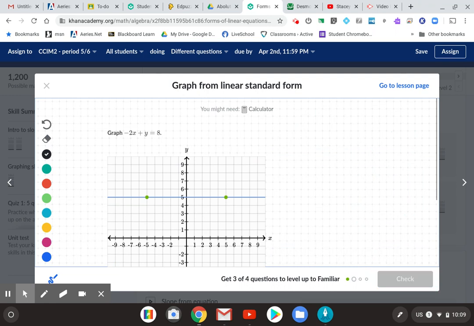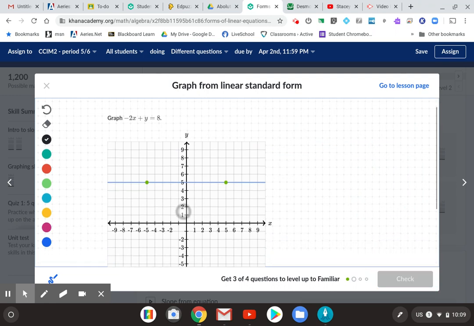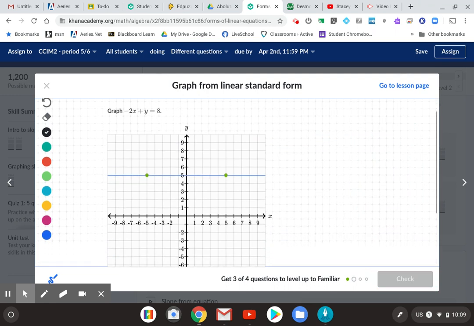I'm just going to move. There we go. All right. So I'm going to go negative 2x plus y equals 8. This one's probably the easiest one of all because there's nothing in front of y. All we need to do is move the x to the other side. That is a 2. These cross off. We get 2x plus 8.